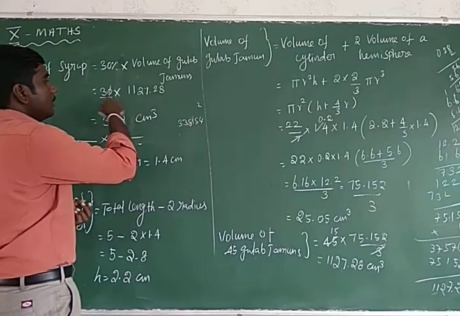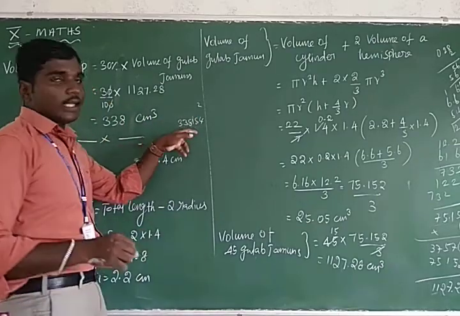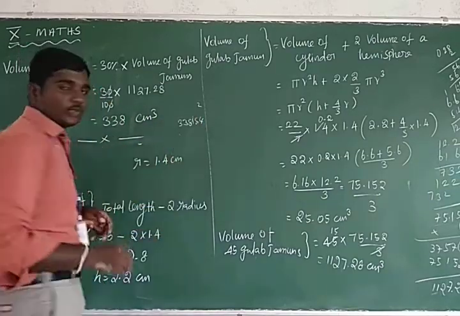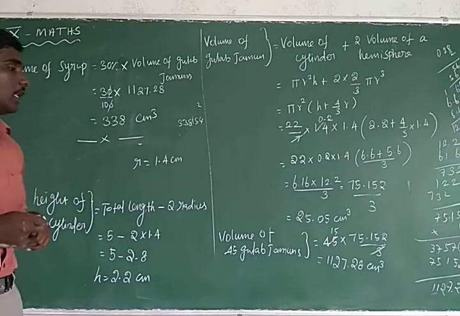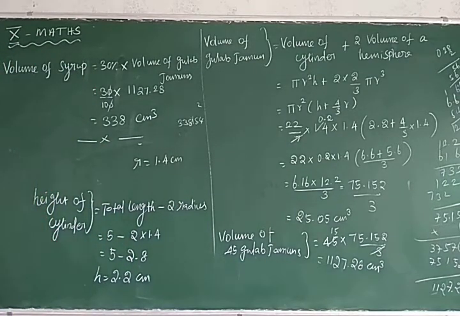Here 2 decimals, here 1 decimal. You place the decimal point after 3 places, so 338.184. 338.184 centimeter cube will come. Okay, that's all students. This question is over.